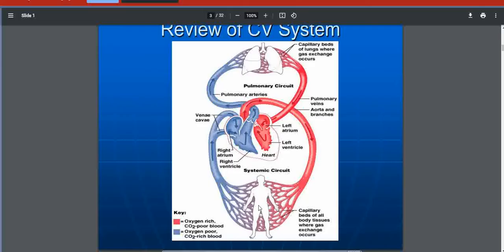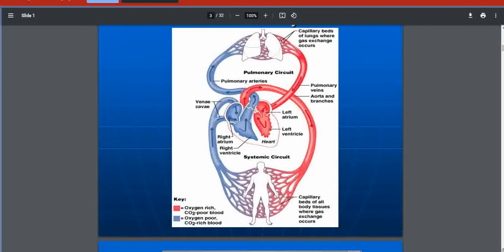Then from the body, the blood, after it has already been used and oxygen consumed, has to flow again back to the heart. Now this flow will go into the heart via the vena cava, which is divided into the inferior and the superior vena cava. So that is that. Just an outlook of the entire thing, just like a mind map.